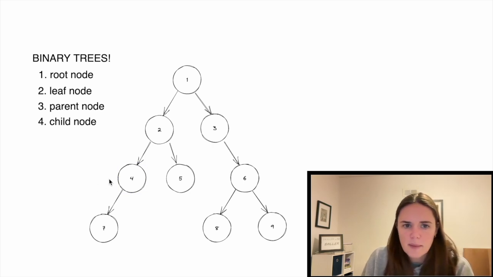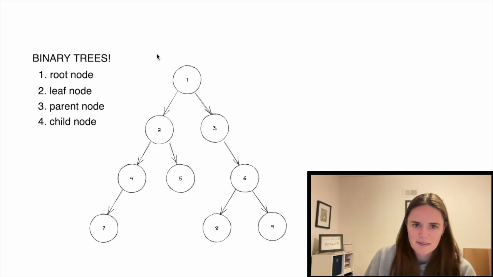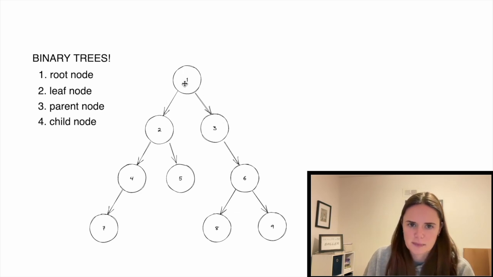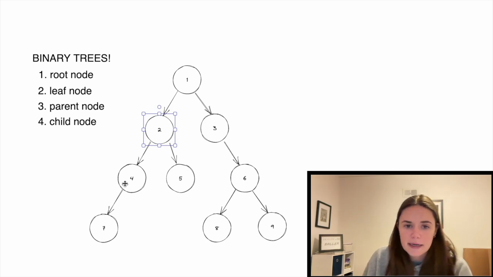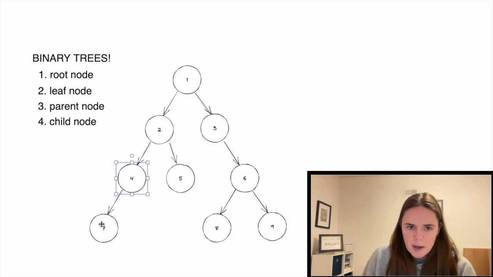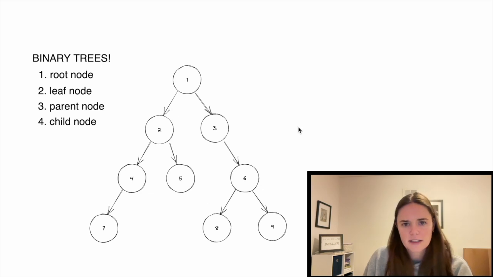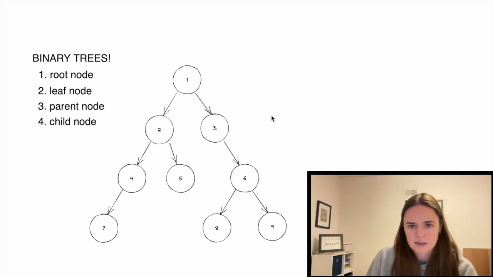Now, we can also talk about nodes in terms of their relationships to each other. A parent node is a node that comes before a child node, and a child node is the direct descendant of a parent. So in this case, 1 is a parent node, and 2 and 3 are its children because it points to those nodes. Then 2 itself is a child, but it's also a parent because it points to 4 and 5. 4 and 5 are the children of 2. 4 is a parent because it points to 7, but 5 has no children. So we can look at these parent-child relationships to talk about how nodes are related to each other.